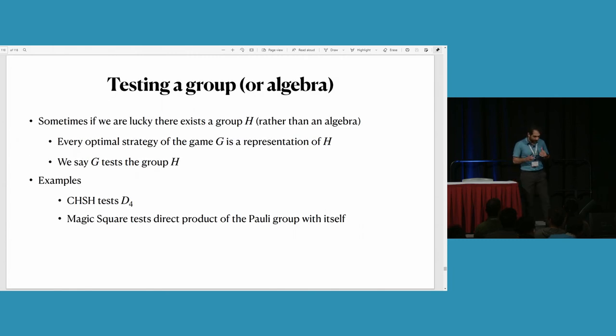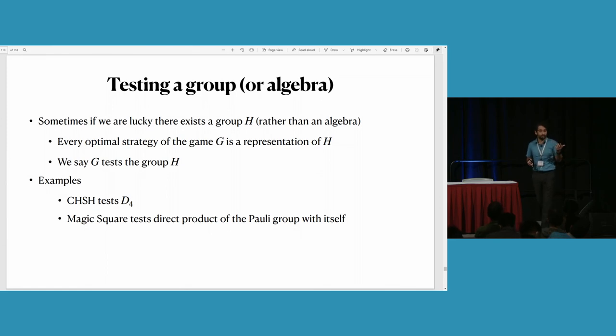All right, so now equipped with this algebraic viewpoint, let me describe two of the important properties of self-testing in this language. But first, let's simplify things a little bit, because algebras might be hard to imagine. Let's think about finite groups, okay?